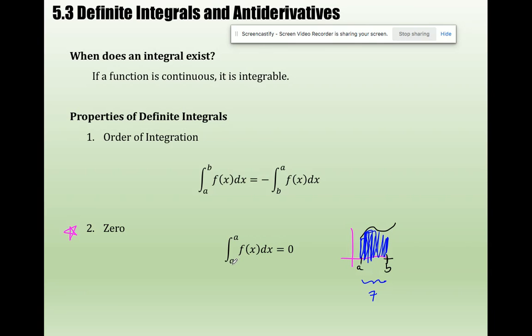But what happens if I go from A to A? My function is positive, but what is your width? If you start and stop at A, what's your width? Your width is 0, and I don't care if you have positive or negative function values. I don't care what. If your width is 0, what is your integral? 0. That's handy a lot of times. I know it doesn't seem like it's going to be handy, but I promise you it is.